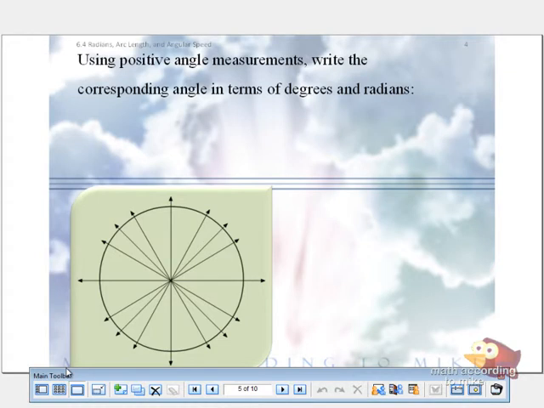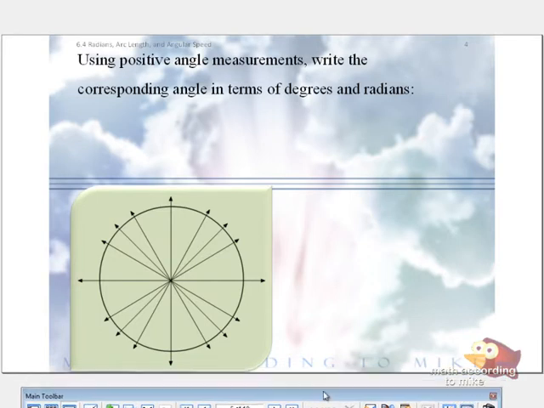Now, if you do have colored pencils or different colored pens or whatever, now's a good time to bust them out. If you ever want an excuse to buy colored pencils or different colored pens, this section and the next one are great reasons to do that.